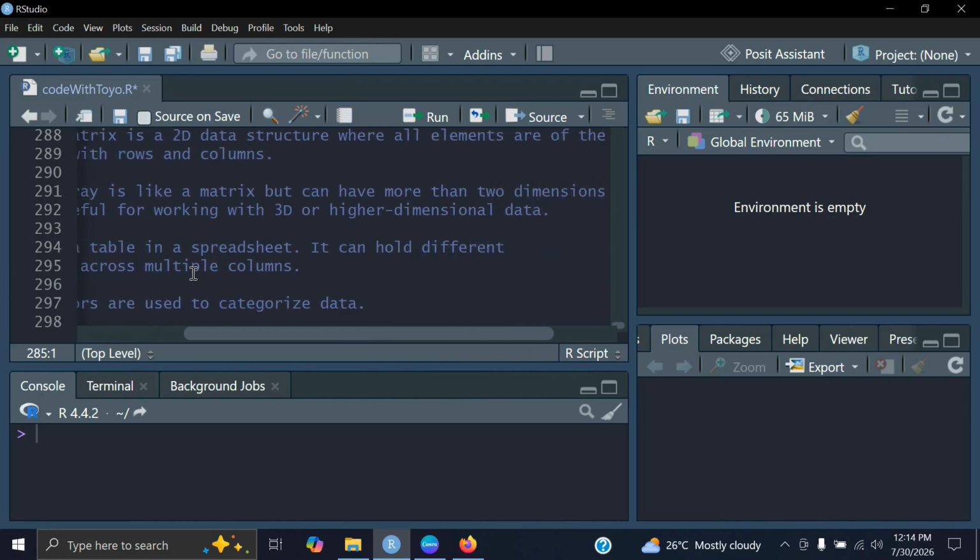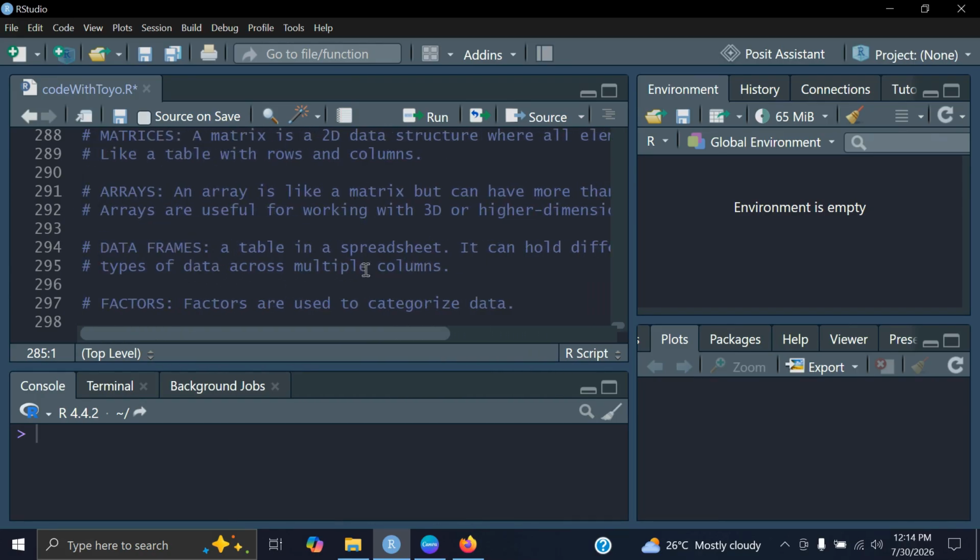So I said a table in a spreadsheet, you can see it can hold different types of data across multiple columns. Unlike the matrices and arrays that stick to one data type, the data frame can hold multiple data types across different columns or across different variables. So the data frame is always one of the last places your data hits, gets structured, before your analysis begins.